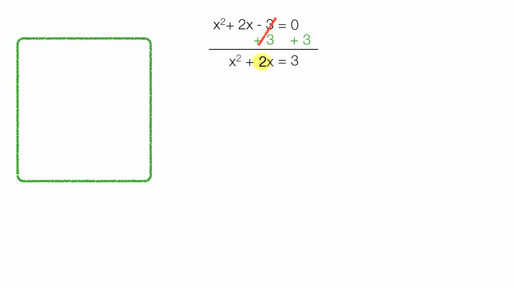So make a little square. That's not why it's called completing the square. It's just a little box. And I multiply 1/2 times 2, and this is equal to 1. Then I take the 1 and I square it, which is of course 1. And I take that 1 and I add it to both sides of the equation.